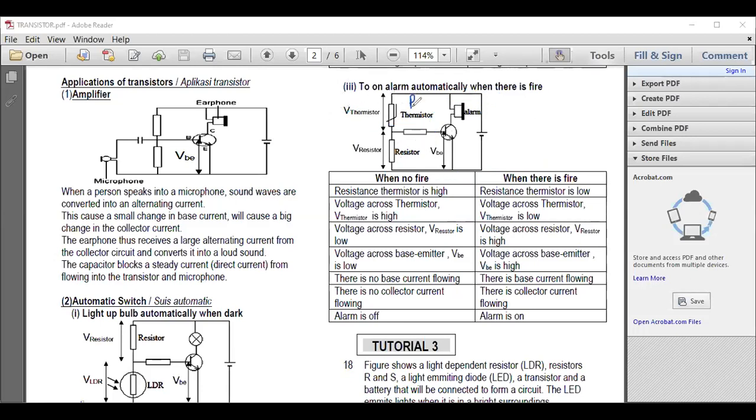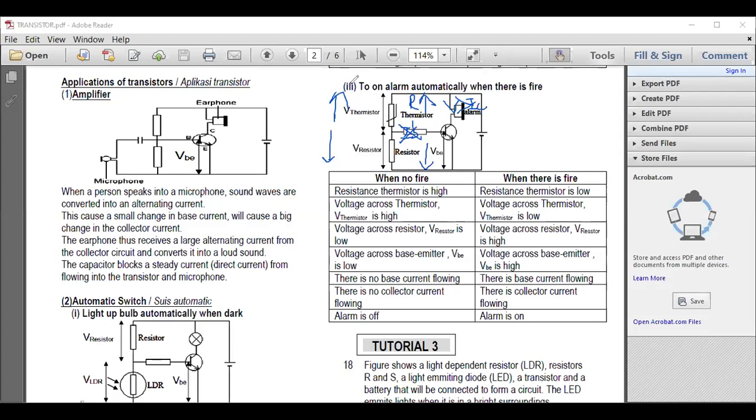Okay, resistance of the thermistor is high. So this voltage is high. So this voltage will be low. So the base emitter voltage will be low. So that means there's no base current. Okay, so there won't be any collector current, because your base voltage is low. That means there are no charges going to base, no charges going to collector. So that means your alarm will not be triggered.